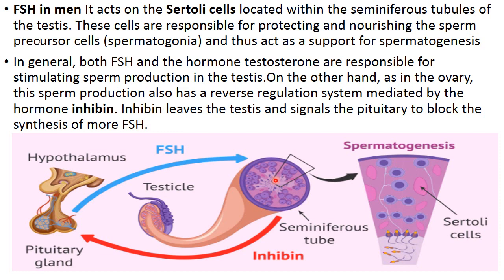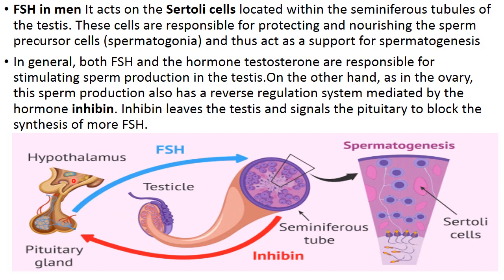These Sertoli cells are responsible for protecting and nourishing the sperm precursor cells, the spermatogonia. The seminiferous tubules contain cells called spermatogonia or primary spermatocytes. The Sertoli cells support these cells and support the process of spermatogenesis. In general, both follicle stimulating hormone and testosterone are responsible for stimulating sperm production in the testes.